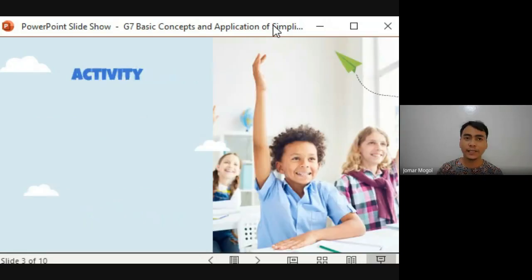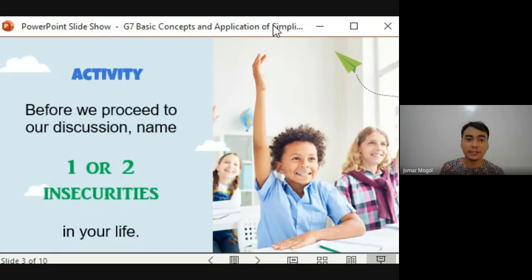But before we proceed to the formal discussion, let's have first an activity. I'll be choosing one or two students from Grade 7 Diamond 2 to do this activity. The activity is: name one or two insecurities in your life. We need to be honest here, okay.